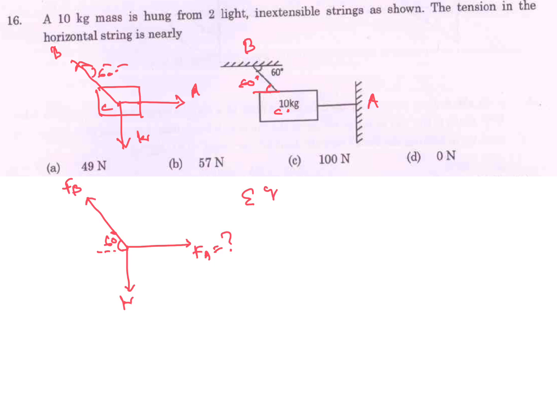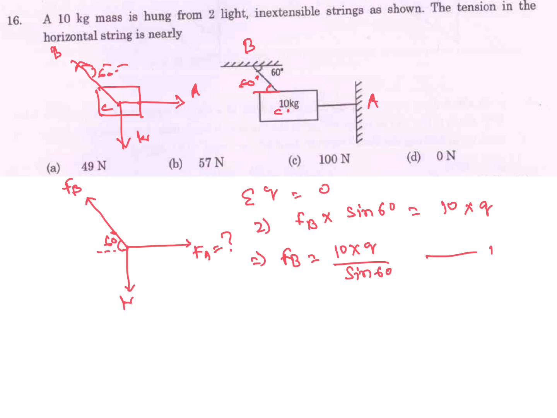First take the vertical direction, sum of forces in y equal to 0. FB into sin 60 equal to 10 into G. W is mass into acceleration due to gravity. So FB equal to 10 into G by sin 60. Equation 1. Along the x direction, FB into cos 60 equal to FA.